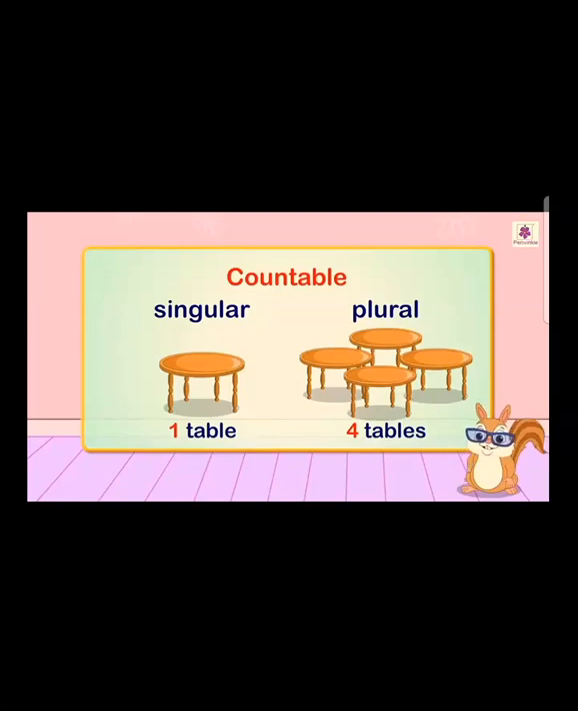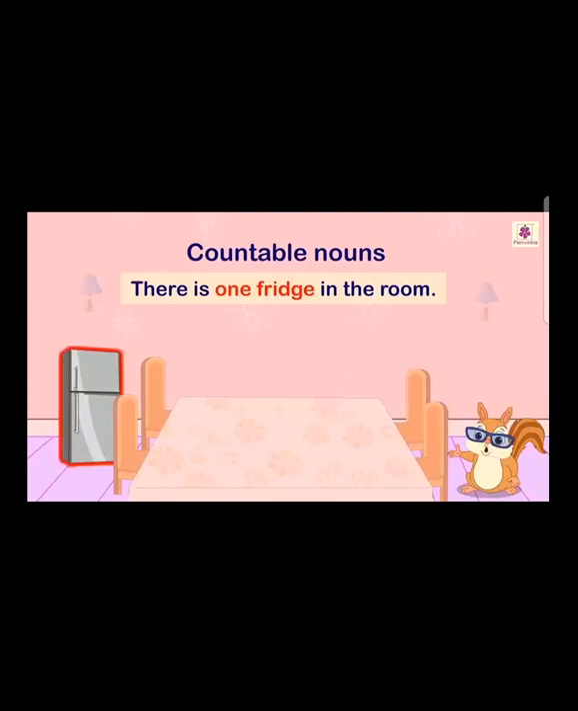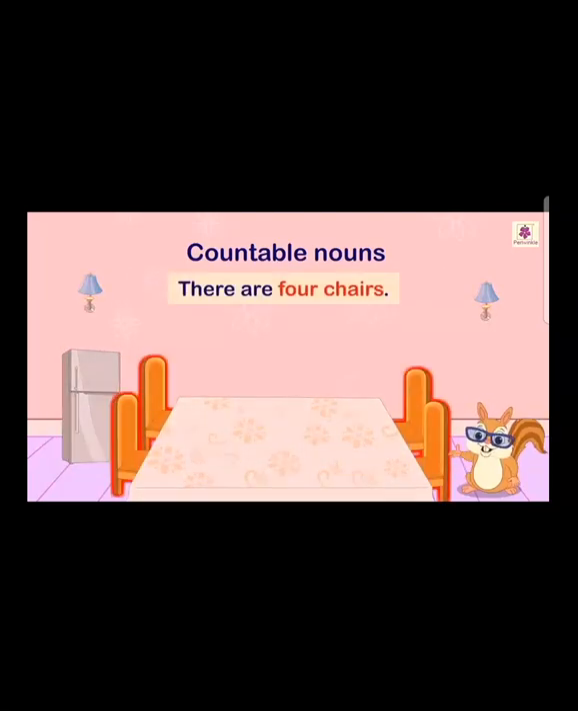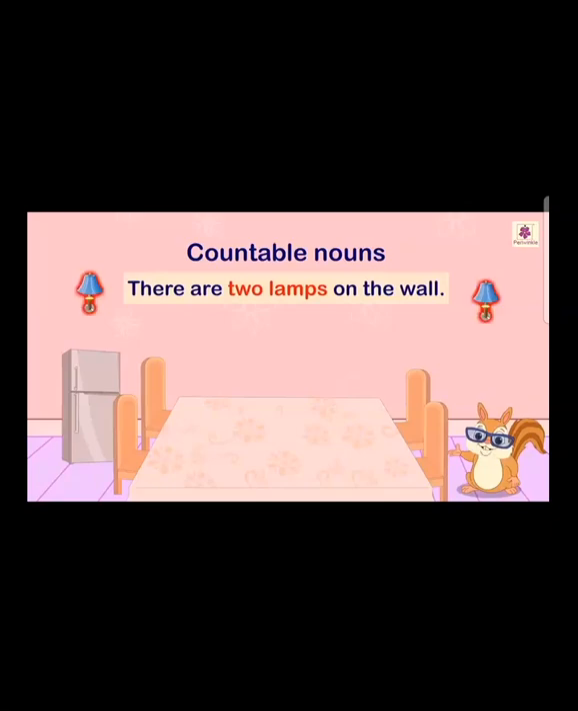For example, there is one fridge in the room. There are 4 chairs. There are 2 lamps on the wall.